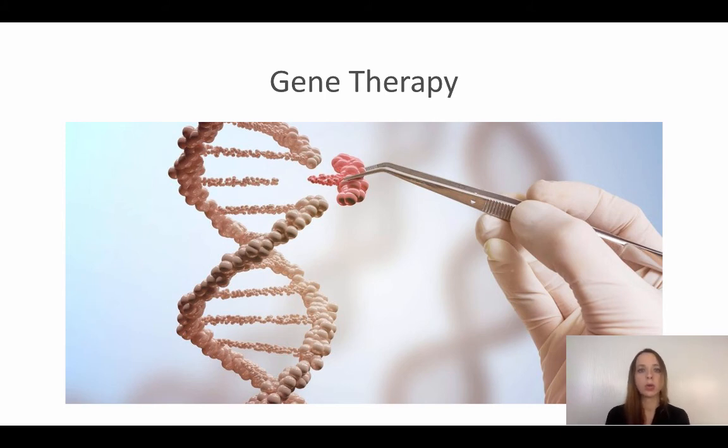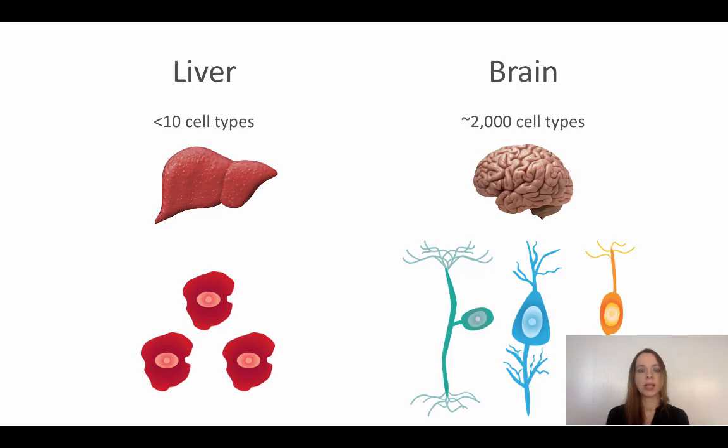But one thing to notice is that today's gene therapies work well for simple organs, like the liver, where we have only a few distinct cell types. However, they fall far short for more complex organs, such as the brain, where we have about 2,000 distinct cell types. And the challenge is that currently available gene therapies lack the precision to distinguish between different kinds of cells.